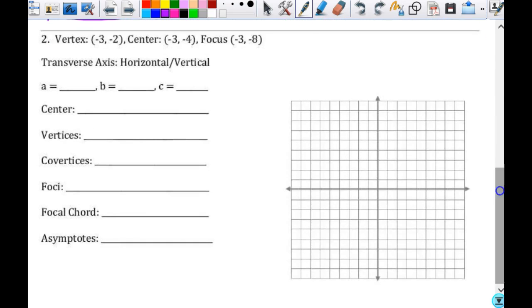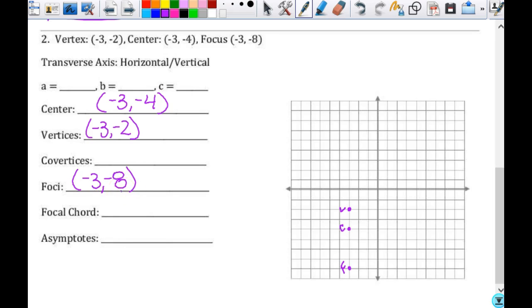All right, so number 2, vertex is at -3, -2. My vertex. And then my center is at -3, -4. And my focus is at -3, -8. So one vertex is at -3, -2. My center is at -3, -4. One focus is at -3, -8.